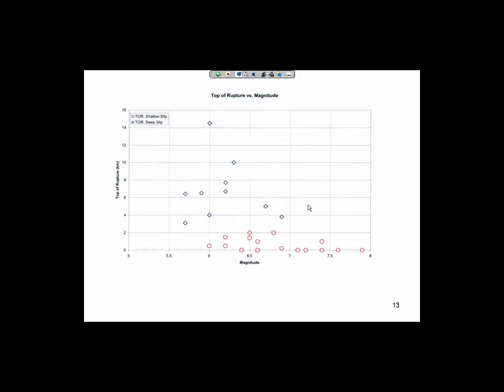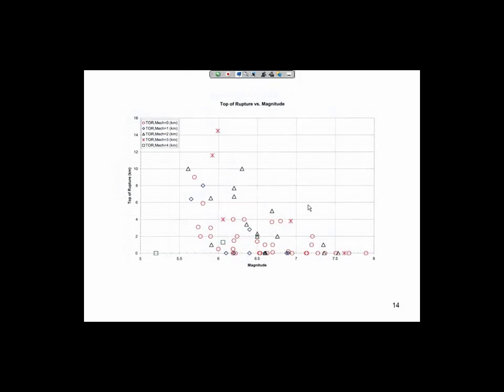This is looking at it among the three variables, the third way to look at it. This is for just a set of 24 earthquakes. This is looking at top of rupture on the y-axis versus magnitude. We now show deep slip as triangles and shallow slip as circles, again showing a similar trend: as magnitude increases, the top of rupture becomes closer and closer to the surface in Western North America. This is from a more limited data set.